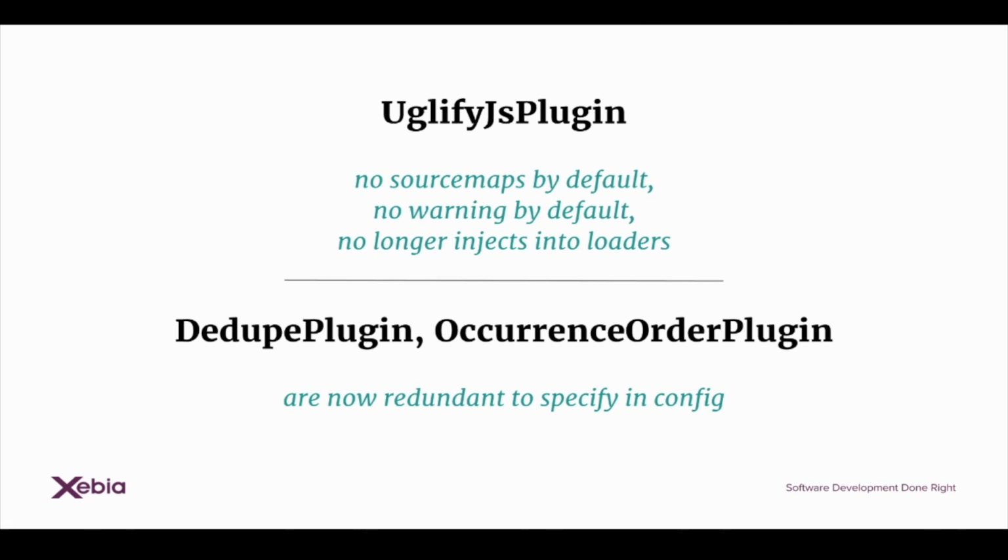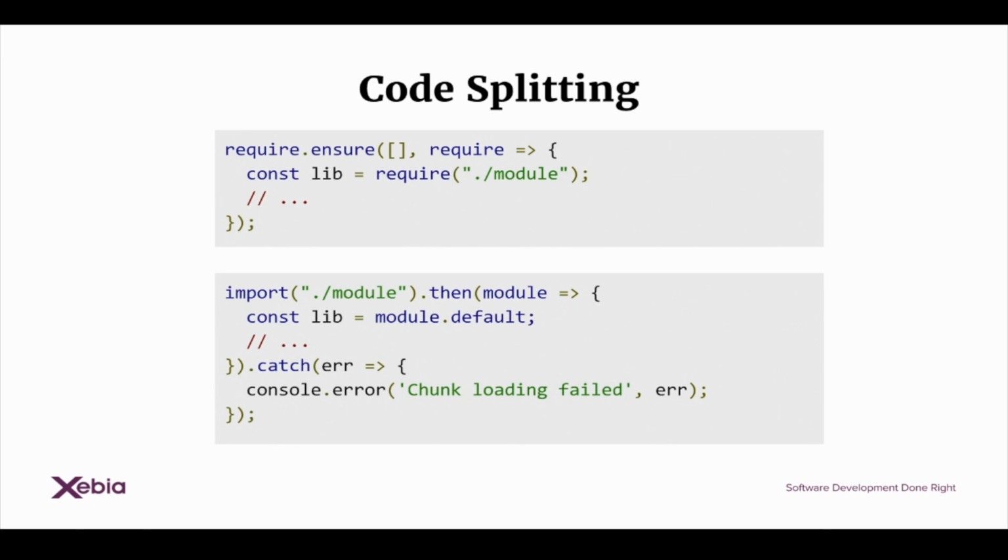So the UglifyJS plugin has been changed a bit. Another few plugins have been made redundant, so we no longer need them. Code splitting has been refactored a bit, and it is now conforming to the standard, or proposal standard.